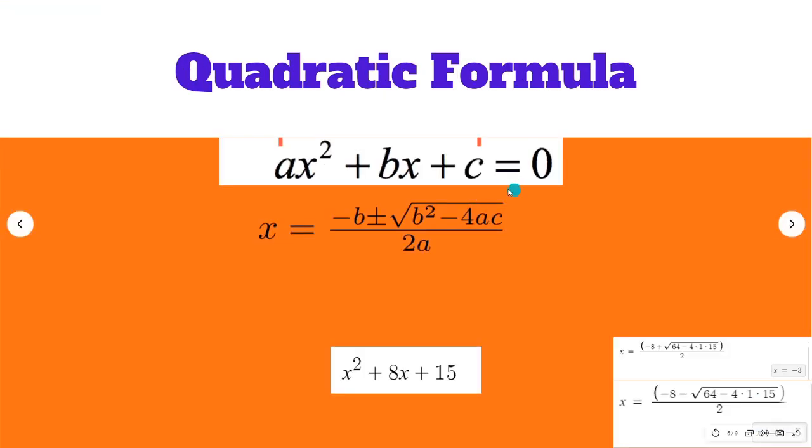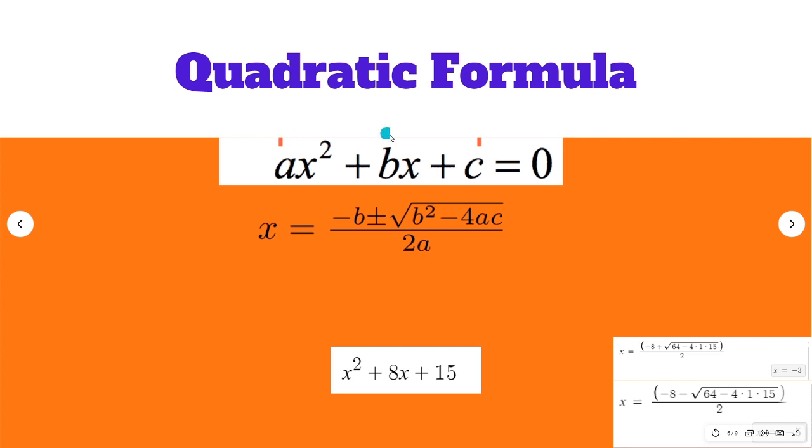The final way of solving quadratic equations is using the quadratic formula. And this can be more complicated, but the good thing is that it'll work for all quadratic equations. It may take longer than factoring, but it's much more consistent. And the way to do this is simply by using this formula.